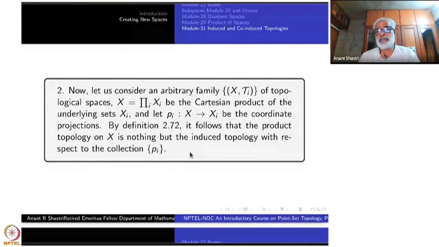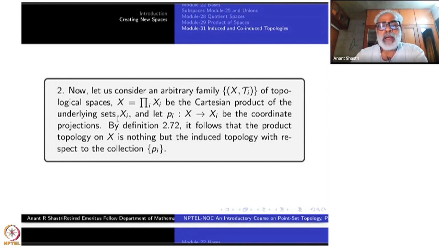Take another example which we have done, namely the product. Once again, you have this product set of the Xi. Suppose each Xi is a topological space, okay? Xi, tau I, not X, tau I, okay?